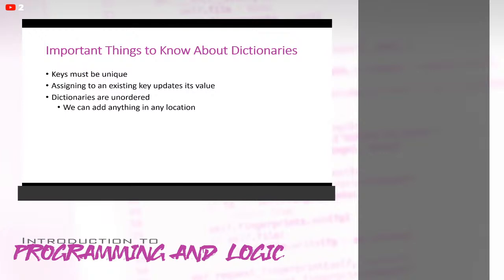Not good. Assigning to an existing key will reassign the value of that key. So if we want to change the value that goes with an associated key, we can do that. We just can't change the key. And then dictionaries are unordered, meaning we can add anything in any location.